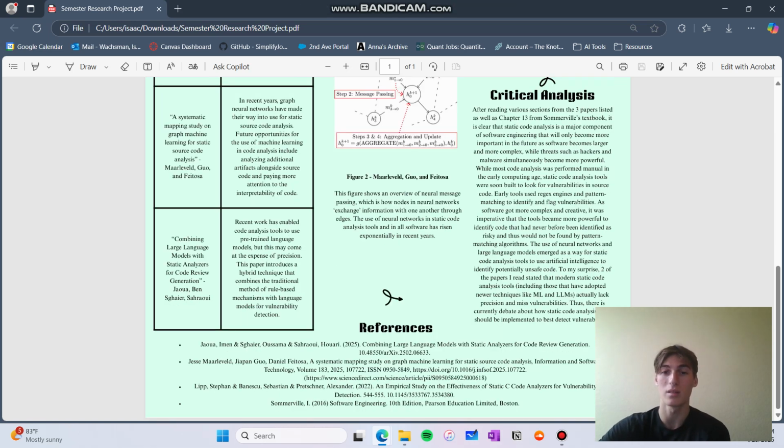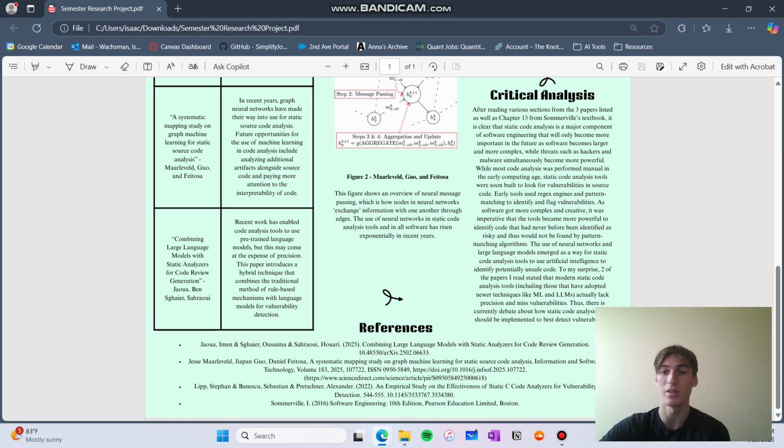Most code analysis in the early computing age was manual, but tools were soon built to look for vulnerabilities in source code, and the early tools used regex engines and pattern matching to identify vulnerabilities. The problem with these early models is that they would flag code that had already been established as vulnerable, but they couldn't find new patterns in code that were vulnerabilities.